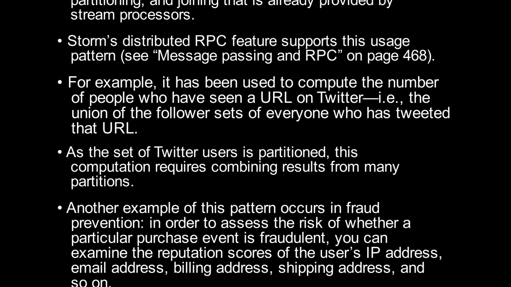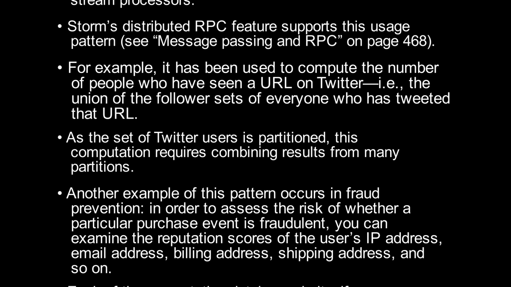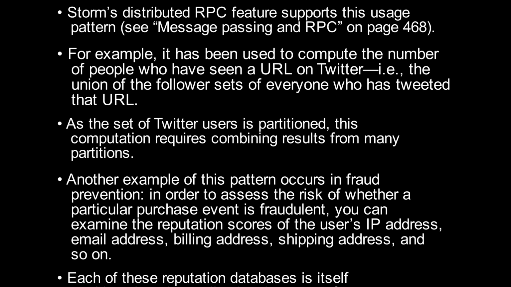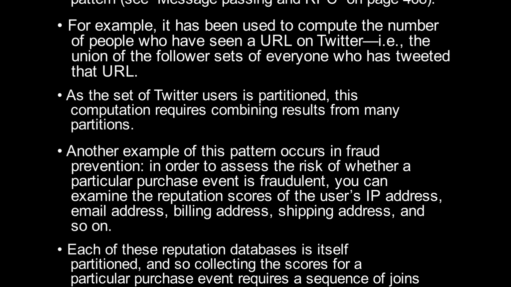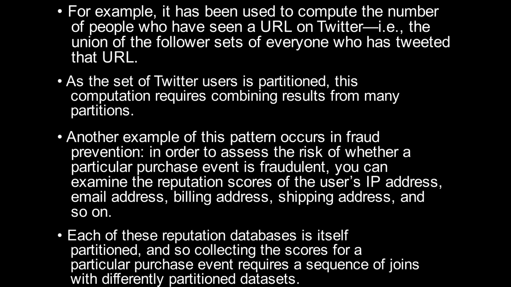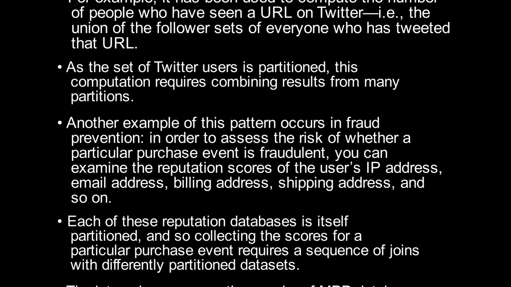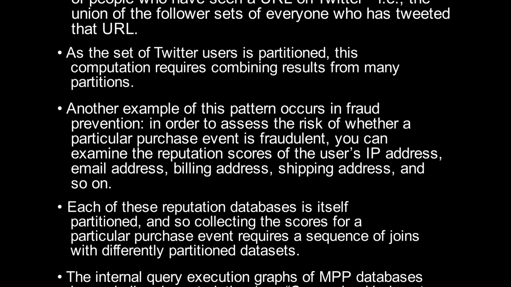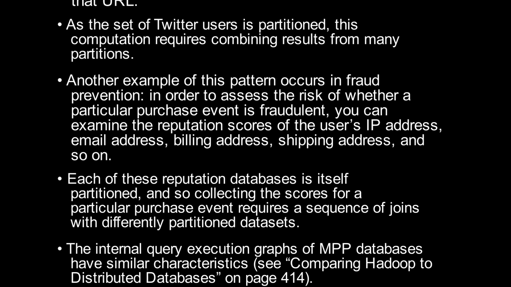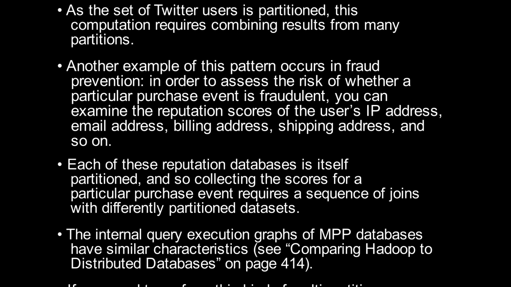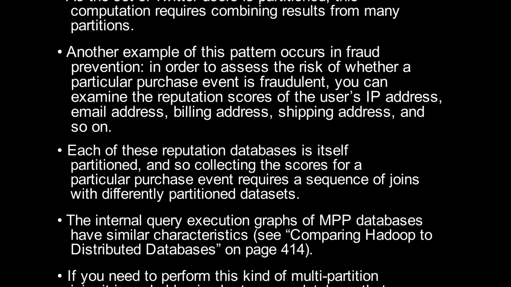Another example of this pattern occurs in fraud prevention. In order to assess the risk of whether a particular purchase event is fraudulent, you can examine the reputation scores of the user's IP address, email address, billing address, shipping address, and so on. Each of these reputation databases is itself partitioned, and so collecting the scores for a particular purchase event requires a sequence of joins with differently partitioned datasets.